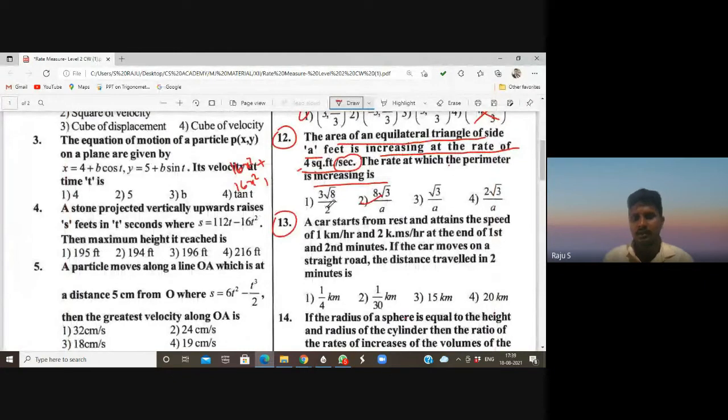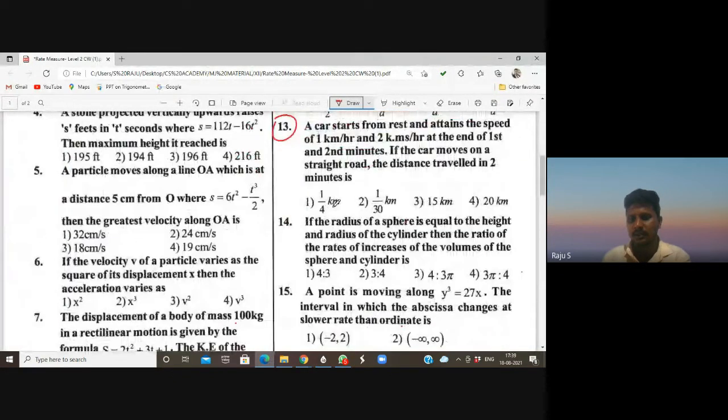Next, 13th one. A car starts from rest and attains the speed of 1 kilometer per hour and 2 kilometer per hour at the end of the first and second minutes. In the first minute, the speed increases by 1 kilometer per hour; in the second minute, it increases by 2 kilometer per hour. If the car moves on a straight road, the distance traveled in 2 minutes is?